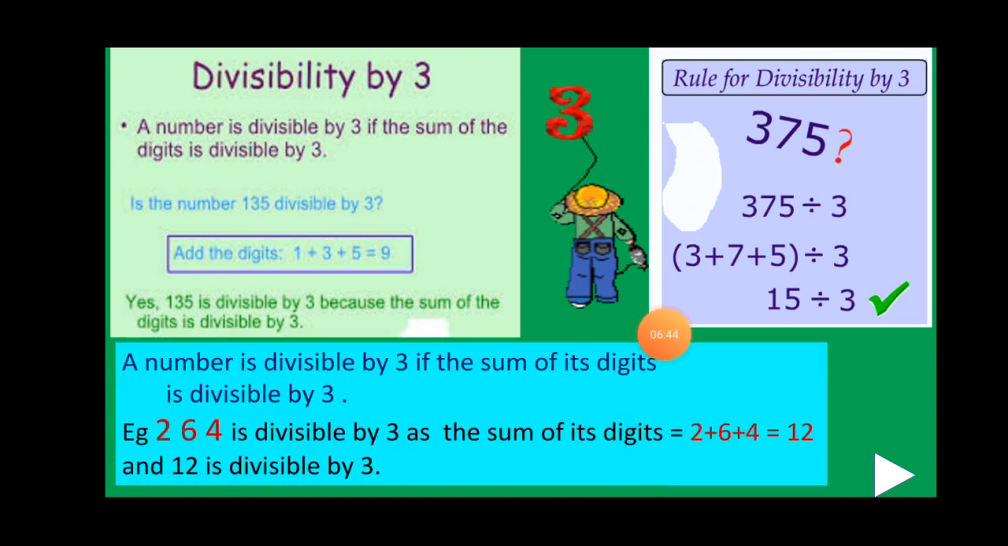Now let's recap what we have learnt regarding divisibility by 3. Any number is said to be divisible by 3 if the sum of its digits is divisible by 3. See here, we have taken a number 264. First we have taken the sum of all its digits. By taking the sum of all its digits, we have obtained 12, and you can see that this 12 is divisible by 3, as 12 comes in the table of 3 four times. So we can write that this given number is divisible by 3.